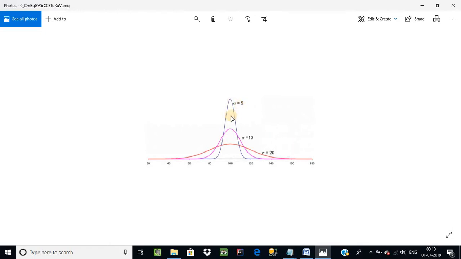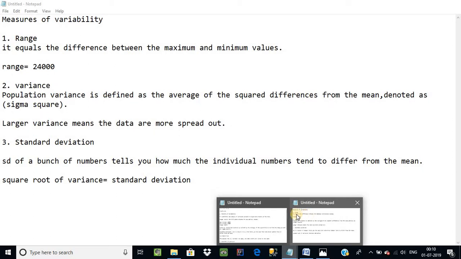As you can see, the smaller the standard deviation, the narrower the peak. The data points are closer to the mean. The further the data points are from the mean, the greater the standard deviation. I will just write it down so that it becomes very handy for you.